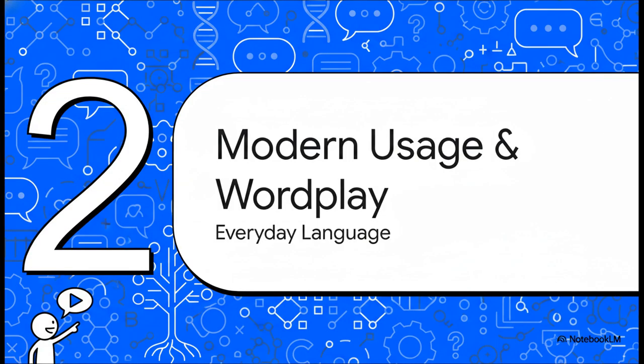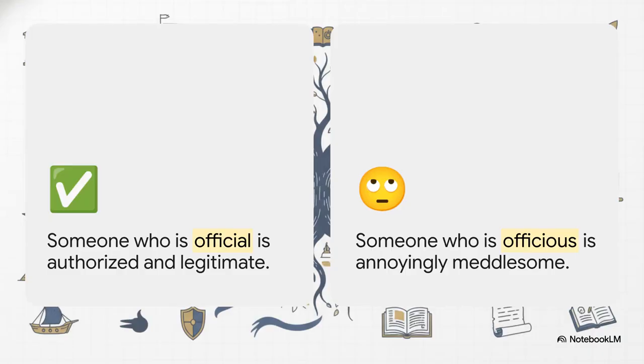Moving on to Section 2, modern usage and wordplay, exploring language in everyday life. Now that we've got a handle on these microscopic building blocks, it's super fascinating to see how dictionary sites like Merriam-Webster highlight words with similar roots that have completely diverged in our modern conversation. Take officious versus official. They sound almost identical, right? And they both stem from the concept of duty or service. But today, if someone is official, they're authorized, they're legitimate. But if someone is officious, yeah, they're just annoyingly meddlesome, trying to assert authority where they have absolutely none. The root is identical, but centuries of human behavior and conversation have just pulled their meanings in completely opposite directions.